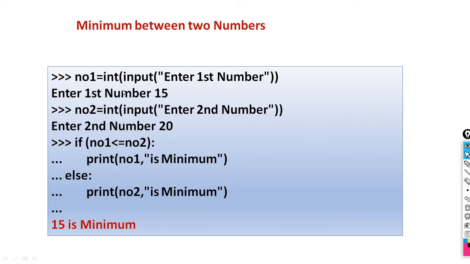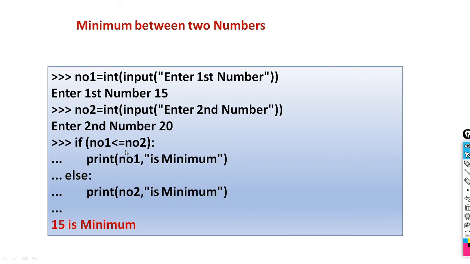Okay, so here is the example. We have to input two values here, NO1 and NO2. What values have we entered here? 15 and 20. What is the expression here? If NO1 less than equal to NO2, then print NO1 is minimum, or else print NO2 is minimum. How does it get executed? NO1 is 15, NO2 is 20. It will check 15 is less than equal to 20. Is it true or false? Yes, 15 is less than 20.